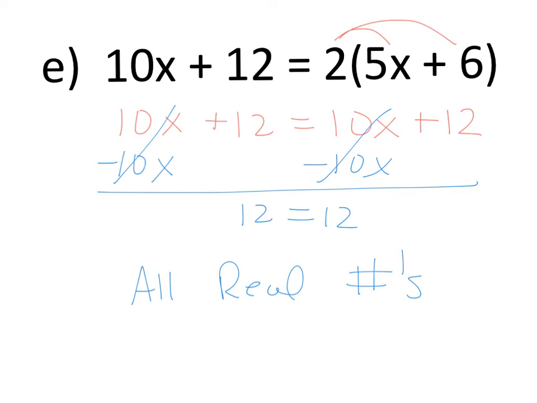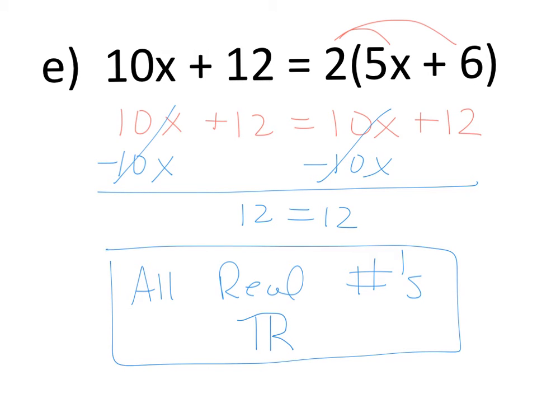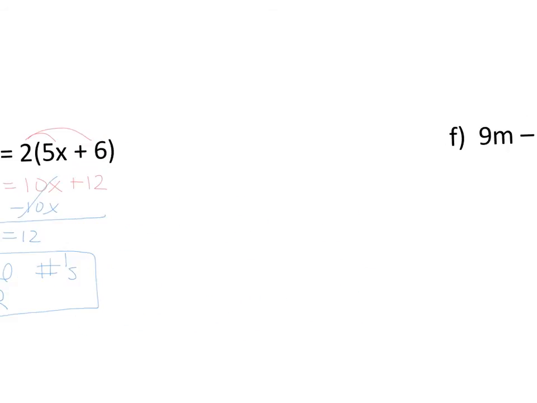Now the abbreviation for this, which is what you're going to see me use a lot, is to make 2 lines and then extend the R. And that's all real numbers. And this would be your answer right here. All right, let's go to the next one.